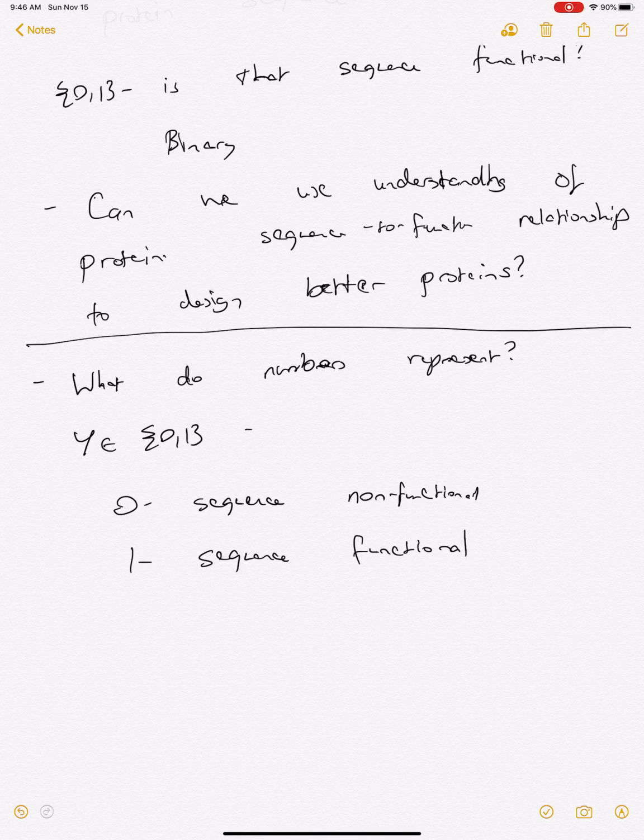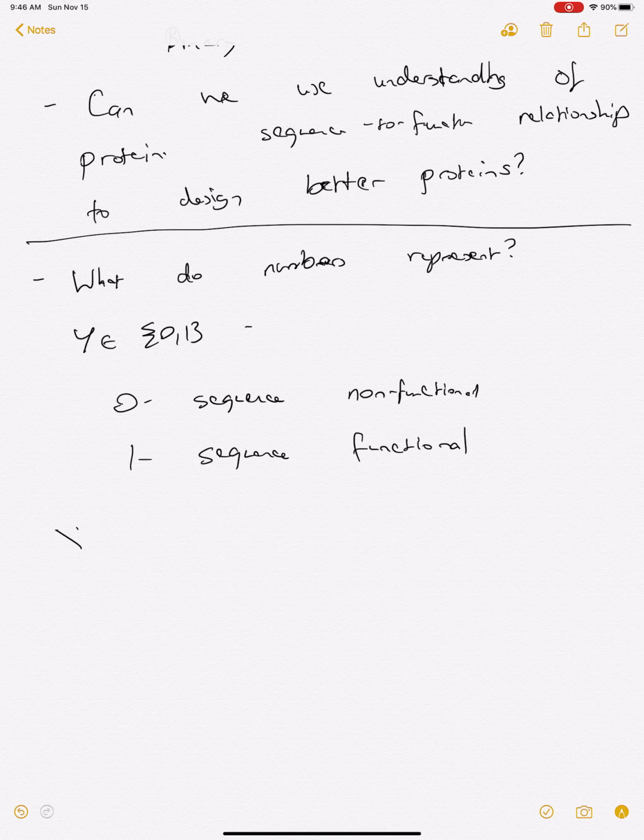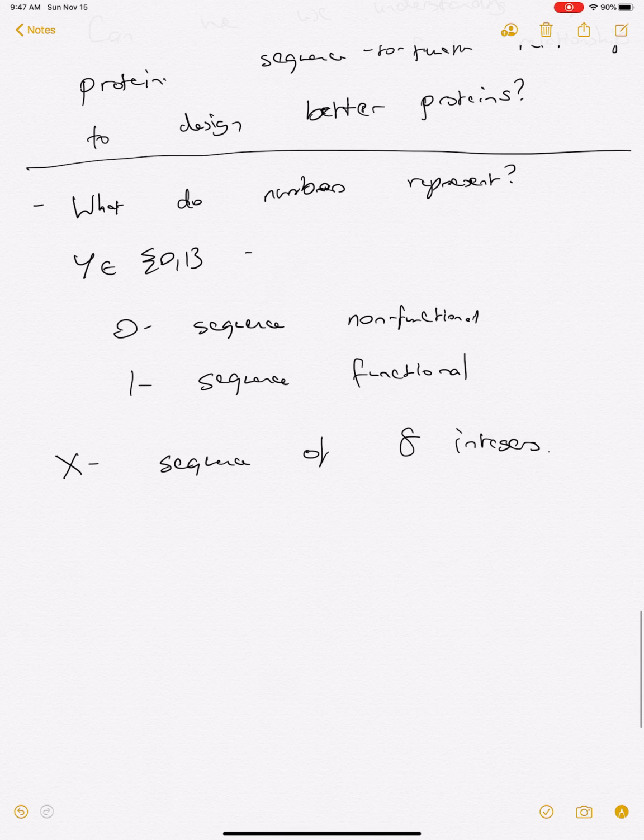Again, I'm explaining this for this specific data set. You're going to have a different data set, obviously, so things are going to be different, but the idea behind this demo is just to show you what kinds of things you should be thinking about. So what do the numbers represent? The X here is the sequence of 8 integers, and the integers could be 1, 2, or 3.